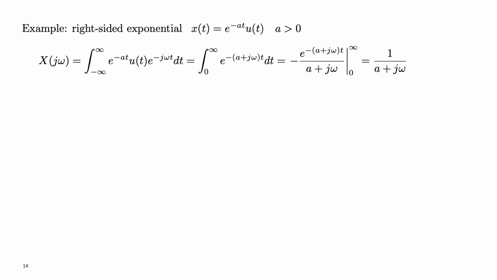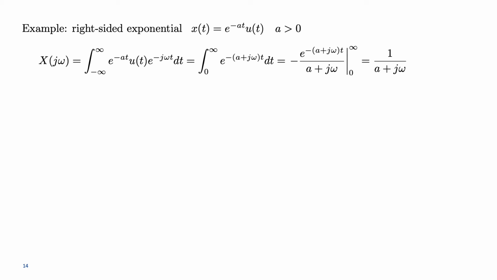Let's see a few examples where we'll take commonly used signals and we'll calculate their respective Fourier transforms by using the formula we just obtained. The first example we're going to see is a right-sided exponential function. So x of t is e to the minus at u of t, where a is a positive number. This is an exponential which is only right-sided because of u of t, the Heaviside function. This exponential only starts at t equals 0.